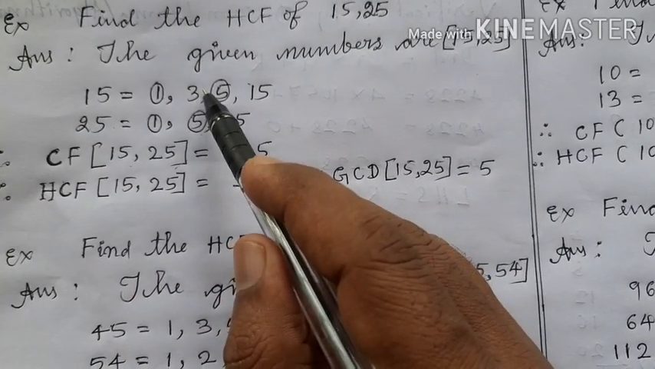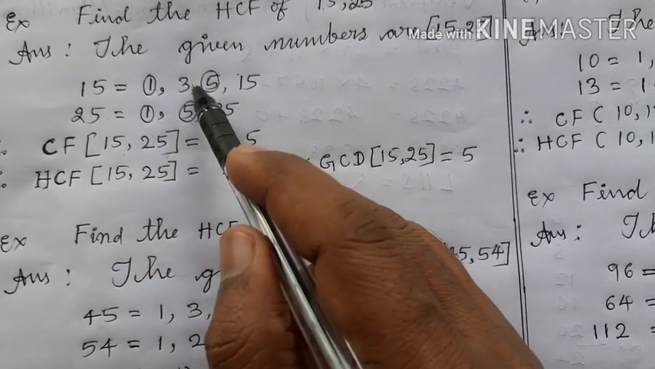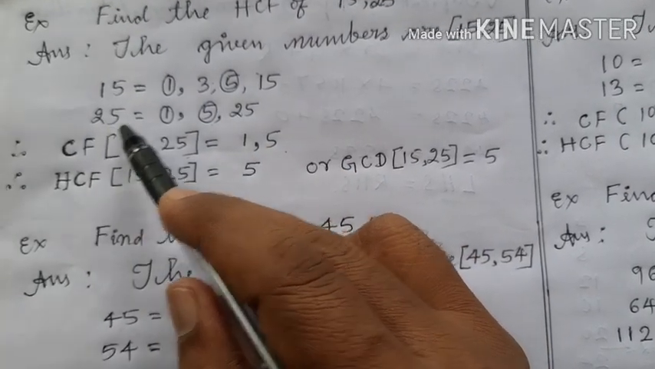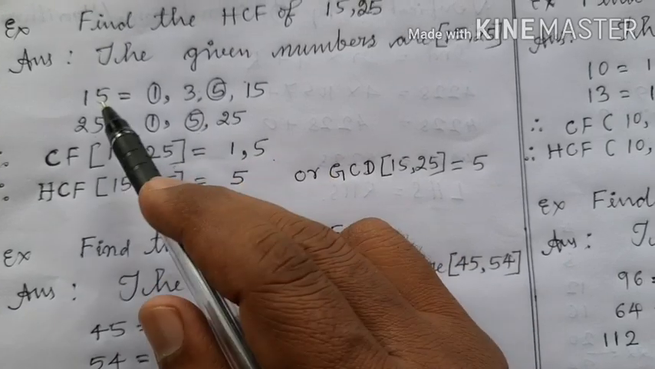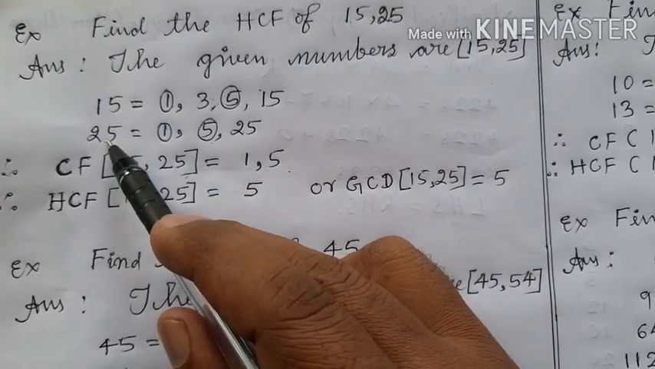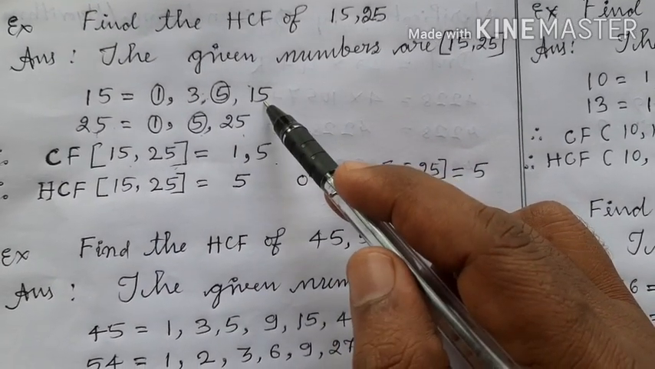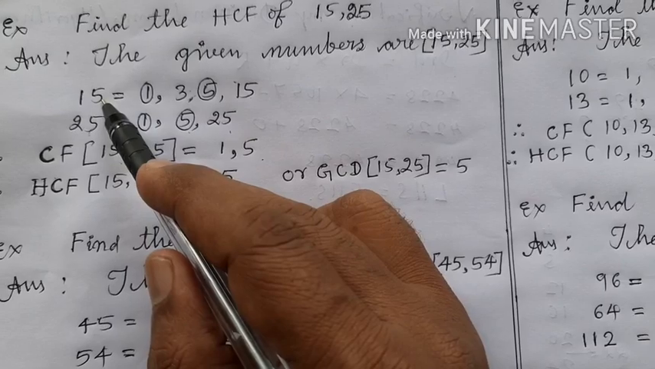Why is 3 not a common factor? Because 3 divides only 15. This 3 does not divide 25. That is why 3 is a factor of 15 only, but 3 is not a factor of 25. Why is 15 not a common factor? If you take 15 and divide 15, 15 is divided by 15.